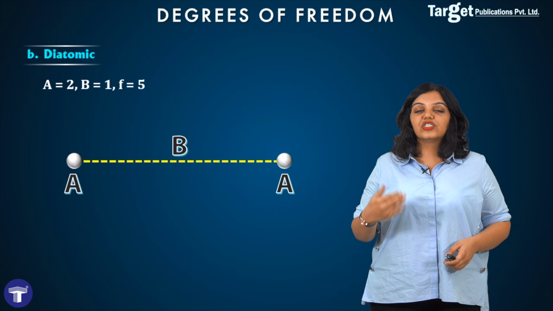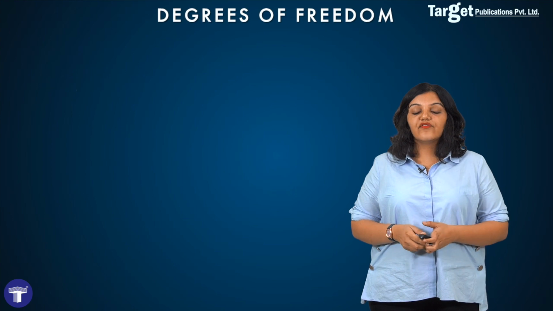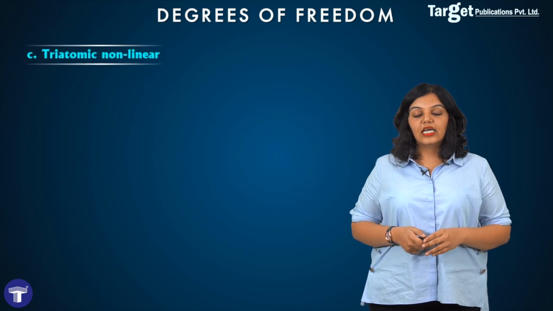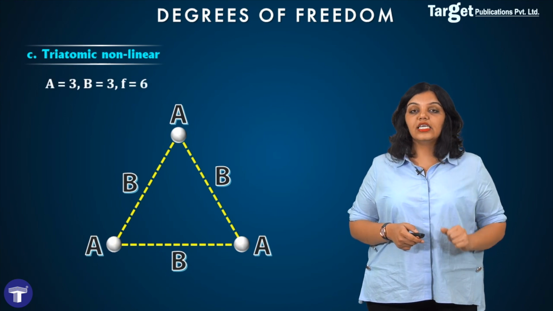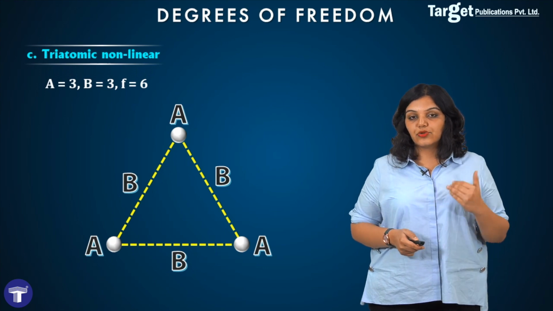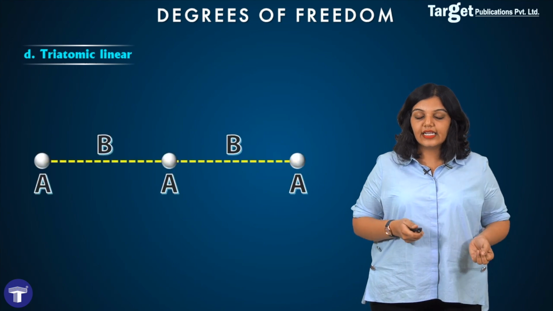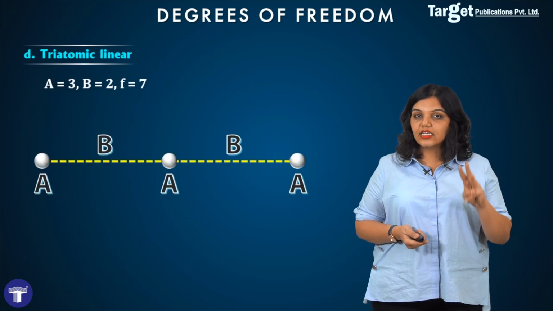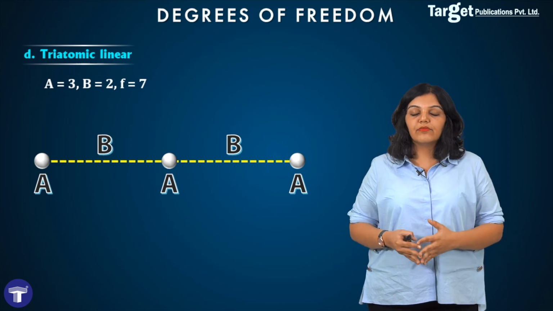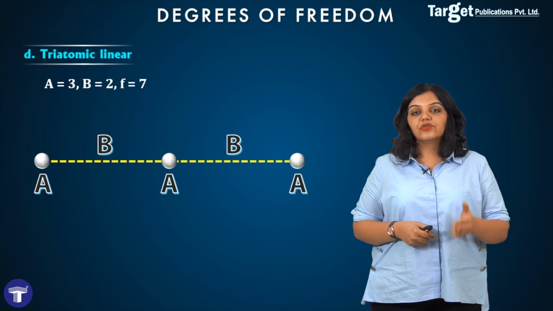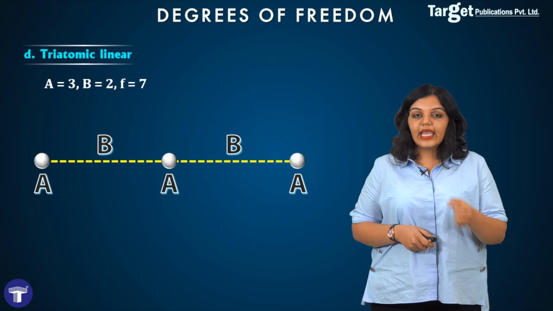There are 5 ways in which this molecule can possess energy, and we'll see in a bit how that comes about. Next, if I have a triatomic nonlinear molecule, then the number of independent particles is 3, the number of independent relationships is also 3, and therefore F, which is 3A minus B, comes out to be 6. And finally, if I have a triatomic linear molecule, which means that all 3 lie in a straight line, the number of independent particles is still 3, but the number of independent relationships is only 2, and therefore the number of degrees of freedom is 7, that is 3A minus B, 3 into 3, 9 minus 2, that is 7. So this is how you find the number of degrees of freedom for any molecule of a gas.